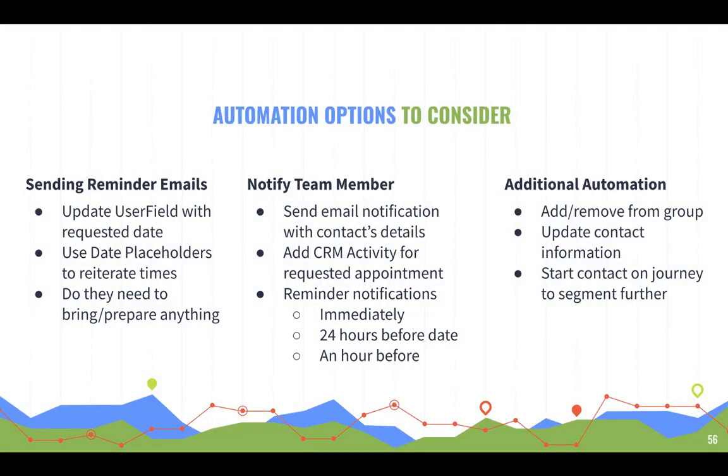And then the last bit of additional automation you can think of would be to either add or remove contacts from particular groups for management. You can update their contact information to keep it relevant and help with this appointment and leading up to it. Otherwise, you can start contacts on a journey to help segment them further to really identify their needs and what they would like out of this appointment and continue to build and gather this information.